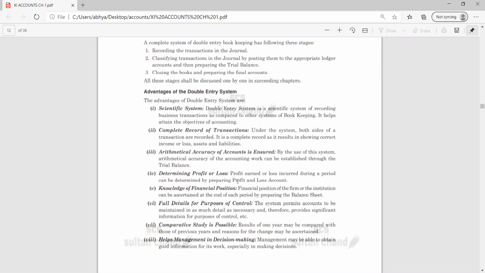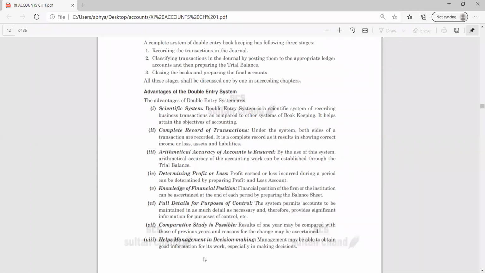Like in schools and in different companies, the accounting year ends on 31st March. That's why the new classes start from April 1. Similarly, in banks and all the companies, the accounting year is taken as a financial year, starting from 1st April and ending on 31st March of the next year, a complete 12 months period. Comparative study is possible, because one year's results may be compared with those of previous years.